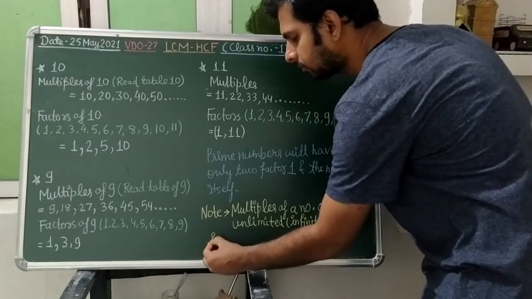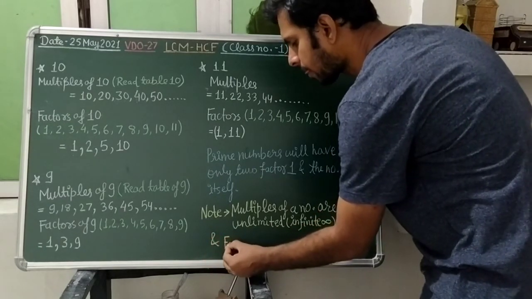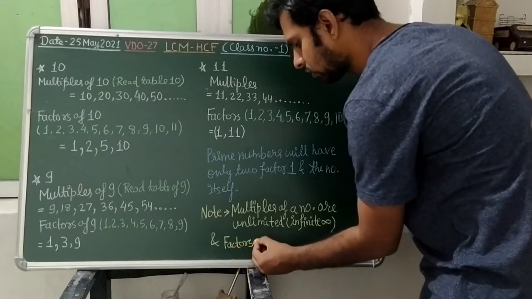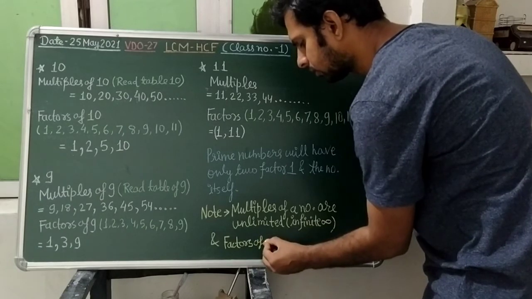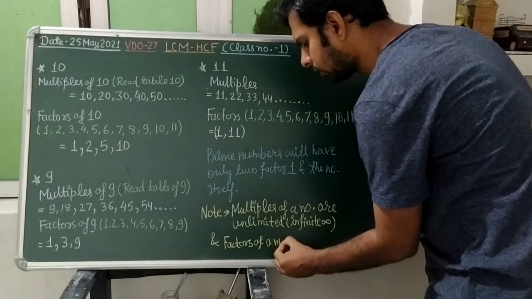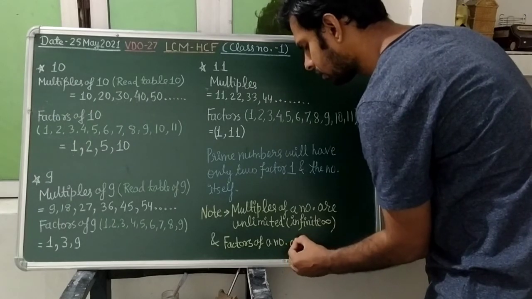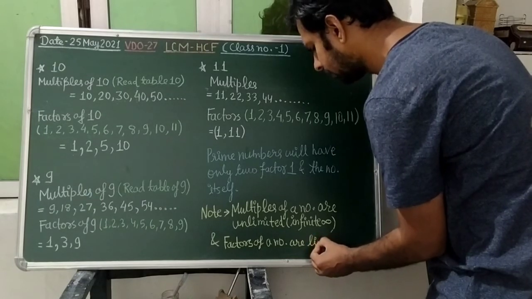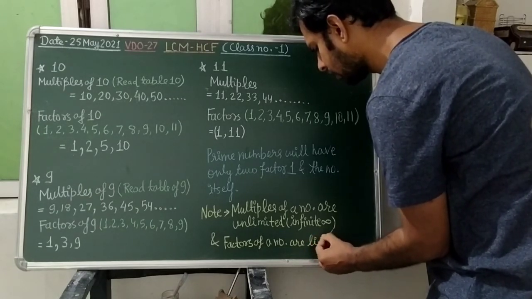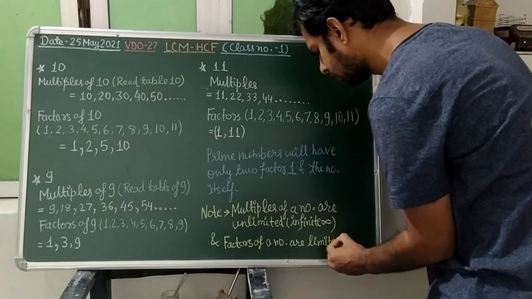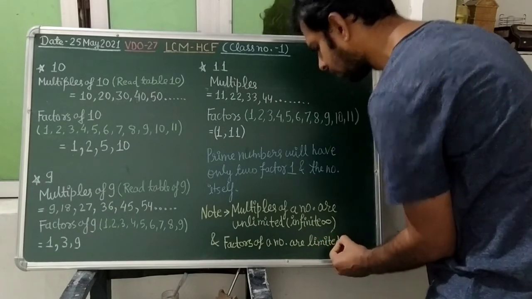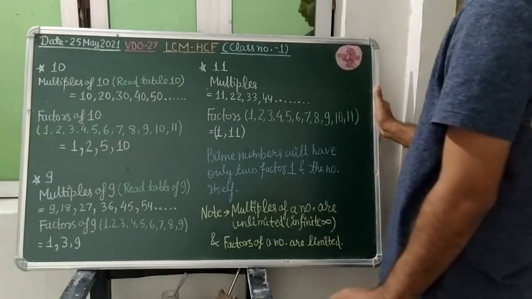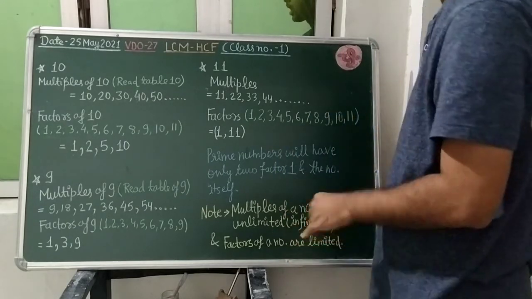And factors of a number are limited. So factors will be limited. Factors of any number will be some numbers. A few numbers will be the factors of any number. So factors of any number are limited, whereas multiples of any number will be unlimited.